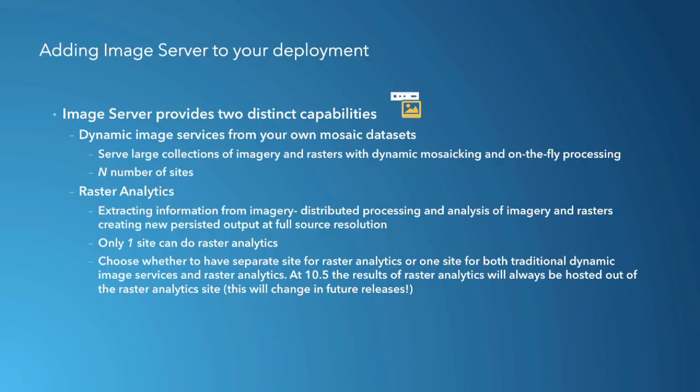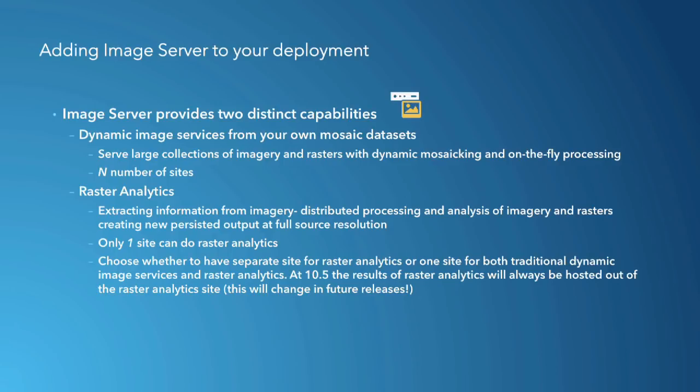You can have any number of image server sites doing dynamic image services, the traditional image services that you've used in the past. Just like before, you can split them into multiple different sites, different service levels, different groups of services if you need to. On the other hand, raster analytics follows the Highlander model. There can be only one.